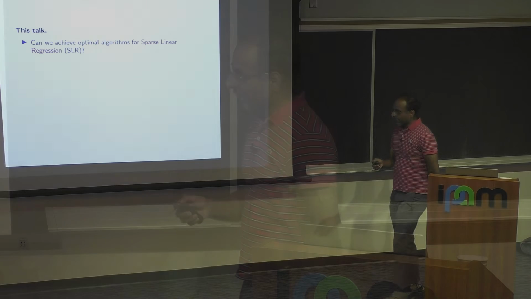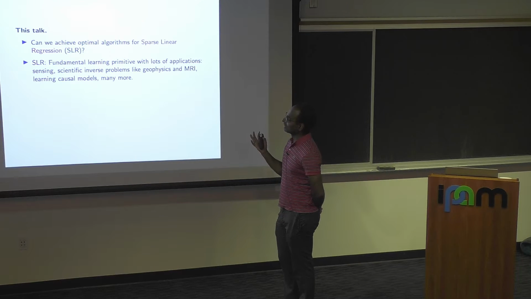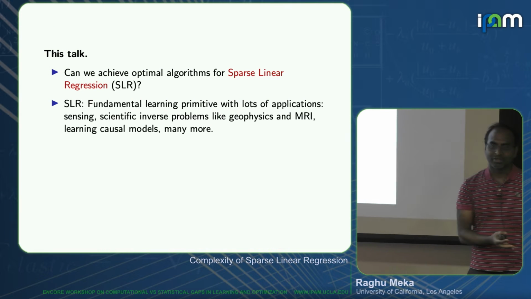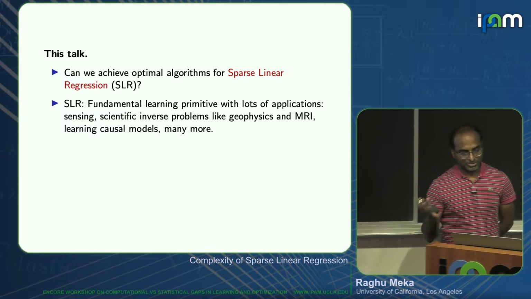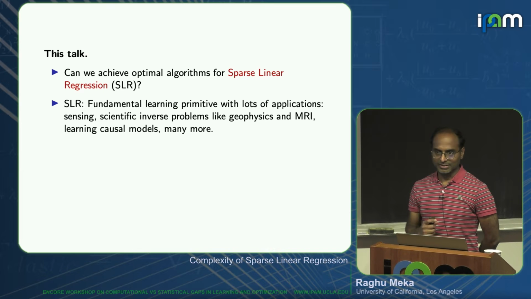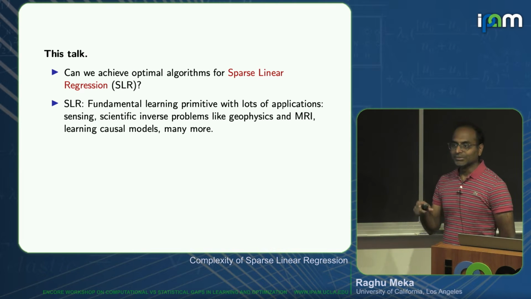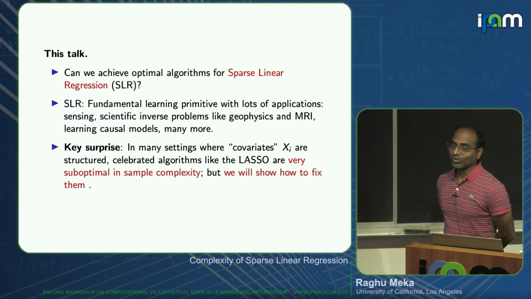And sparse linear regression, of course, is a very fundamental primitive with lots of applications. You might have heard of compressed sensing. That's a special case of sparse linear regression. And it also shows up in causal models, graphical models, many, many places. It's interesting by itself, but also appears as a subroutine in many other learning algorithms. So what do we know about it, and what don't we know?